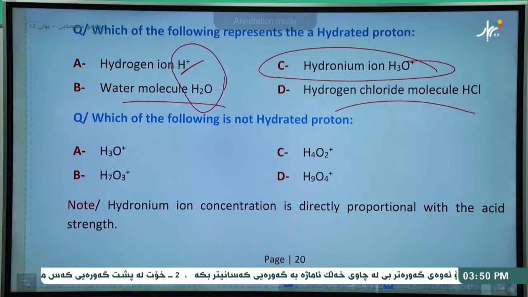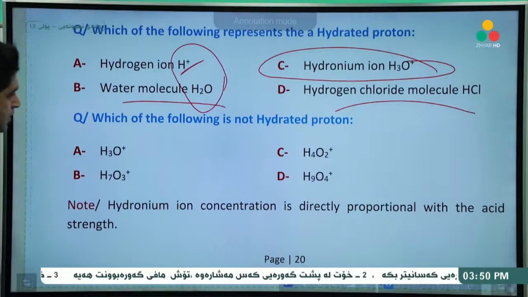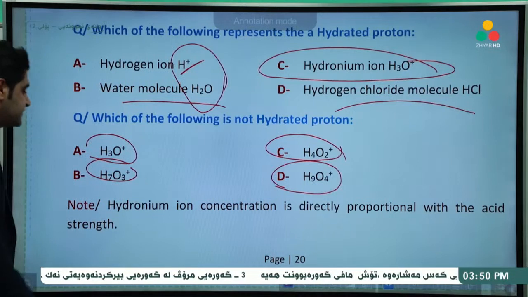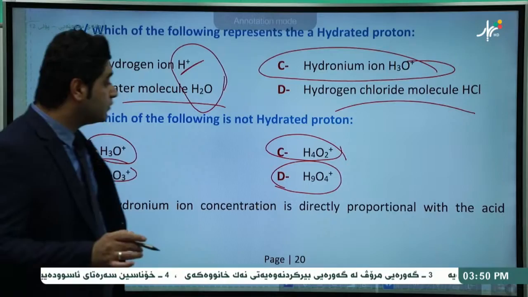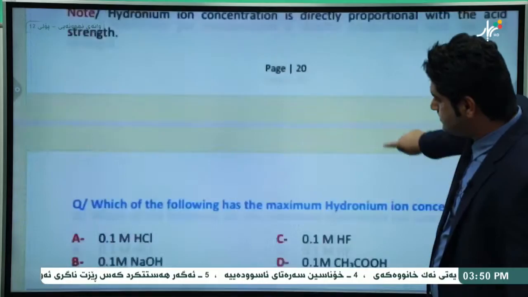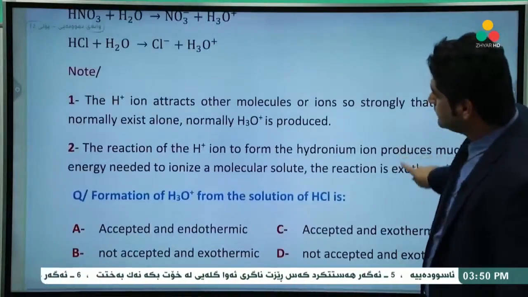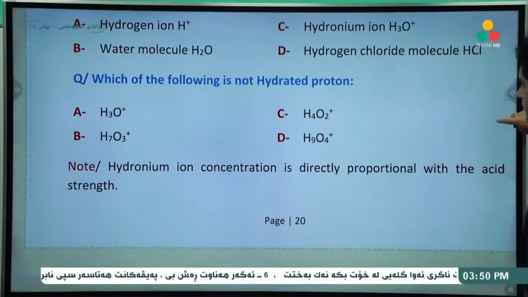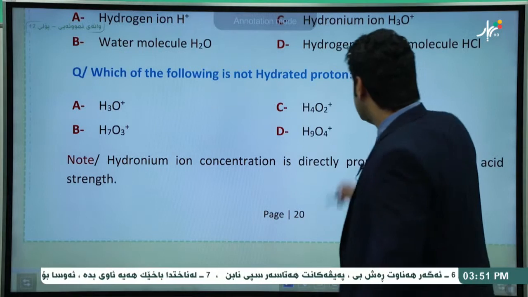Now, how can we recognize the hydronium ion or the hydrated proton? For example, we have the following formulas. How can we decide that they are hydrated protons? We have a special rule. Look, I'm going to show you. Well, let's see how we can recognize a hydrated proton.